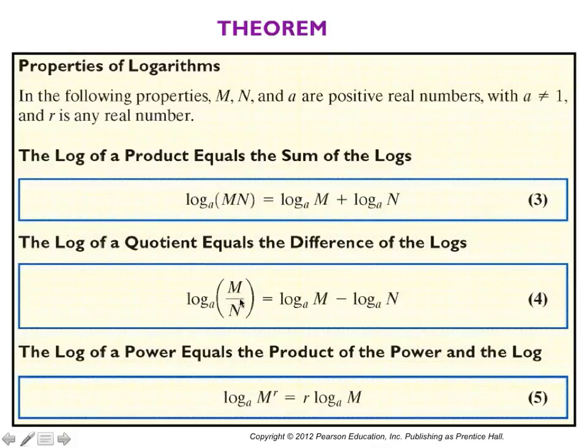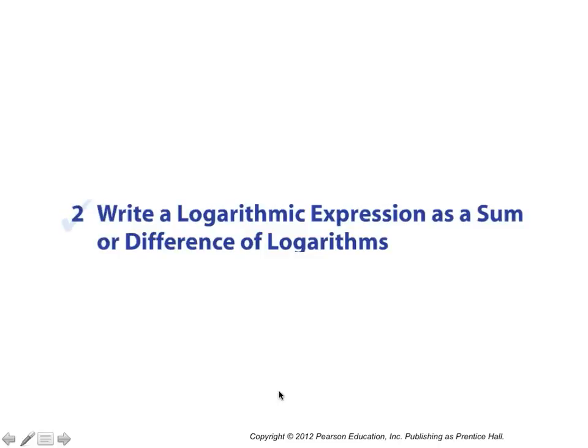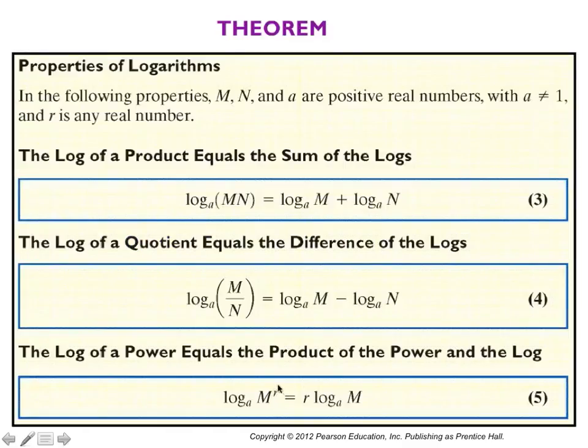So you can basically break it up into two separate logs if you have something that's divided where they're subtracted from one another and you have a log attached to each. And then the log of a power equals the product of the power and the log. So if you have log base a of m to the r power, what you can essentially do is take this r, that's our exponent, and stick it out front, okay?